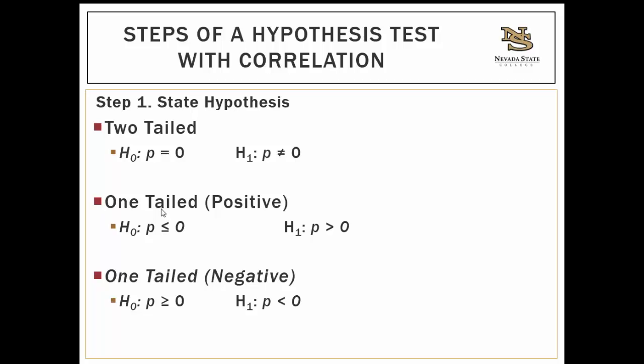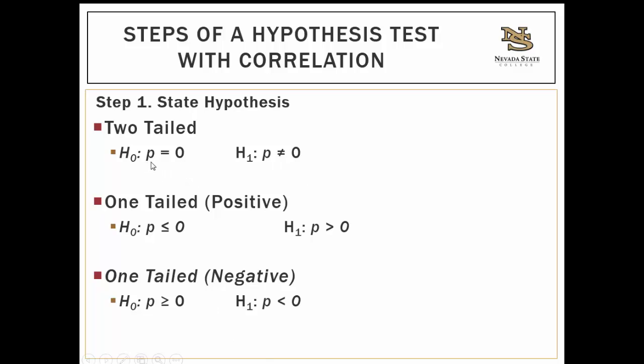If I said that I think those who have more class absences will have lower quiz grades, then you'd know I'm doing a one-tailed test, but it's a negative correlation that I'm expecting. If I just say I think there's a relationship between class absences and quiz grades, but I'm not specific, that's a two-tailed test. So let's break down these symbols.